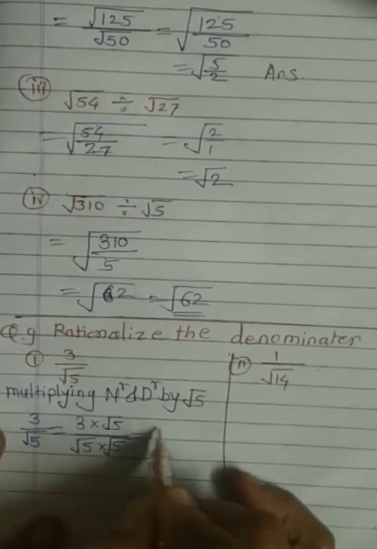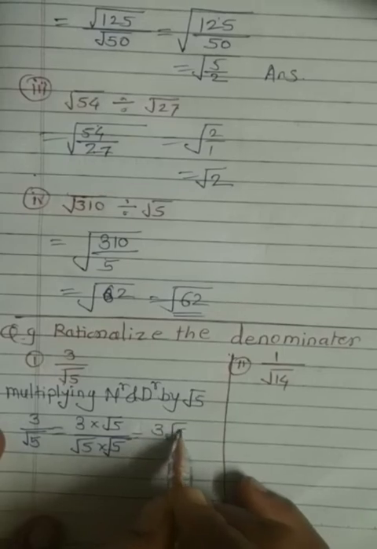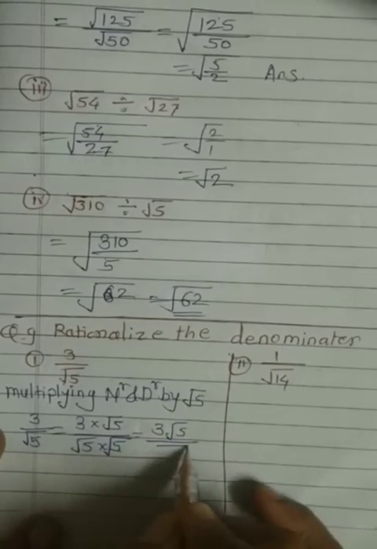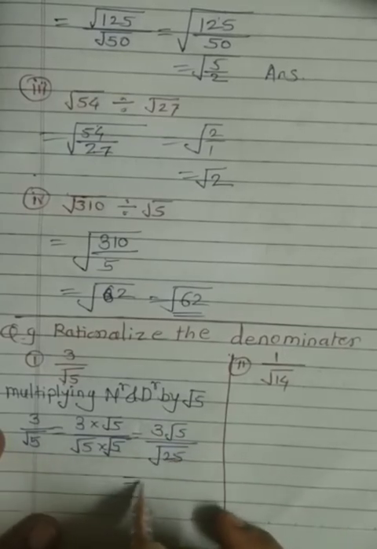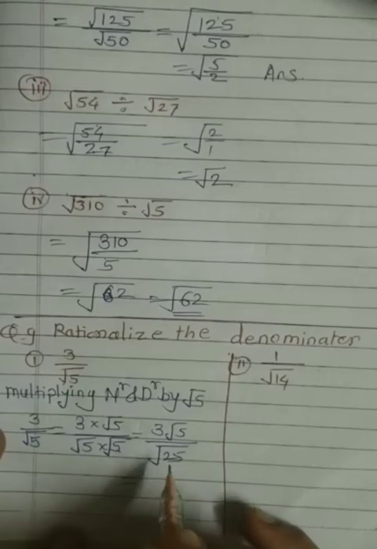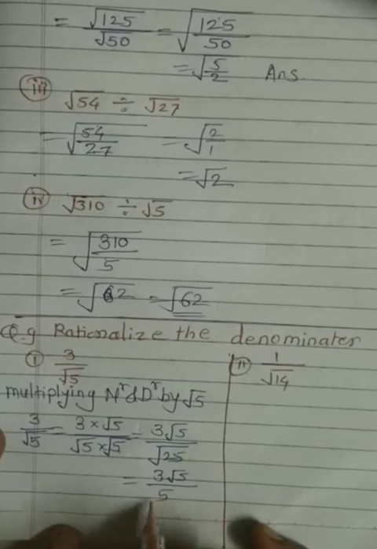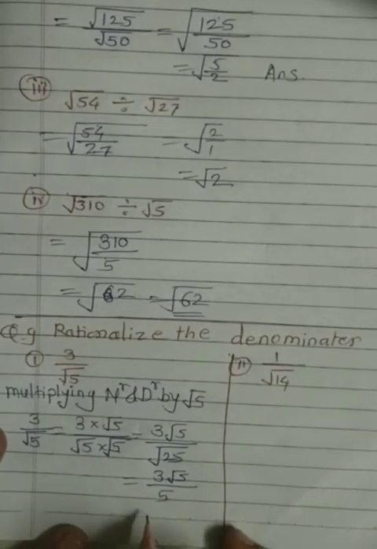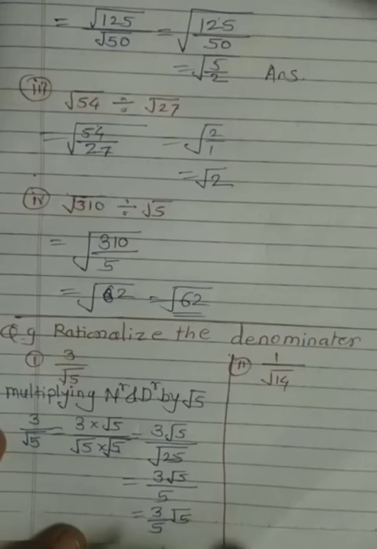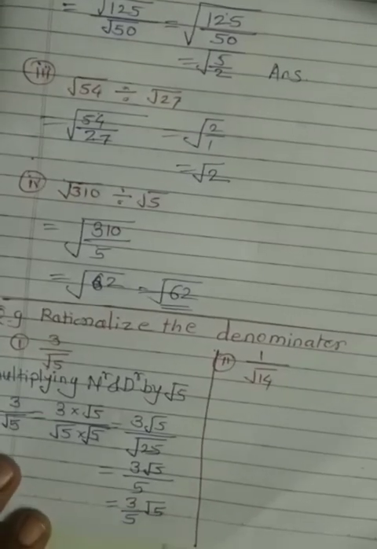Now 3 into root 5, we obtain 3 root 5. Root 5 into root 5 is root 25, and the square root of 25 simplifies to 5. So the answer is 3 root 5 upon 5, or you may write 3 upon 5 and root 5 outside, to the denominator.